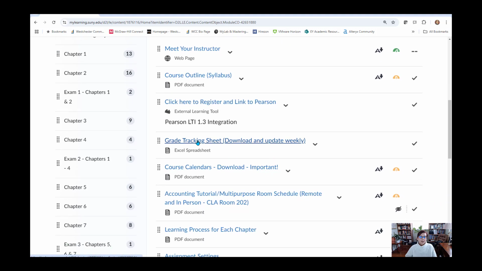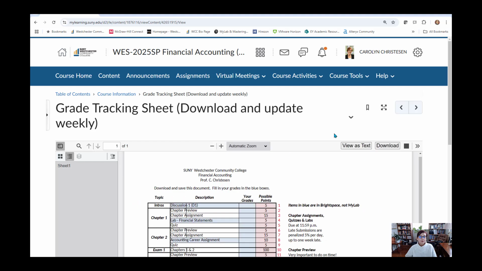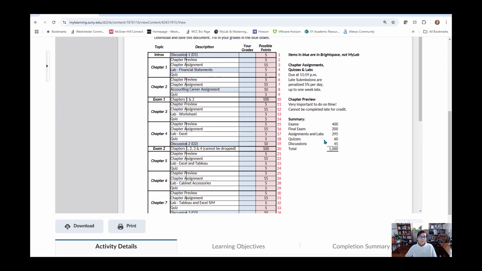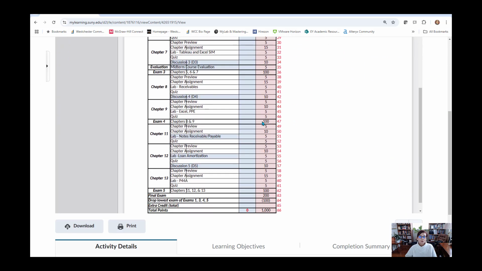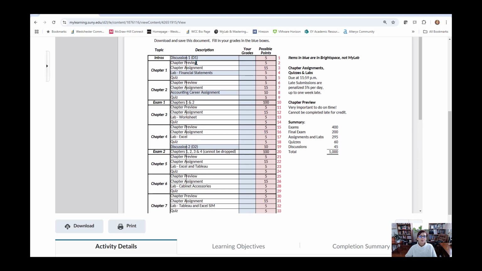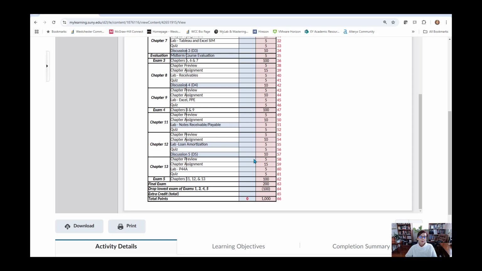Okay, grade tracking sheet, very important. It shows all of the points for every assignment during the semester. I highly recommend that as you go along, so when you do the introductory discussion and you get a grade, put it in here. Just download it on your computer and it will keep track of how many points you have. Our course is based on 1,000 points. So at the end, your final grade is however many points you have over 1,000.